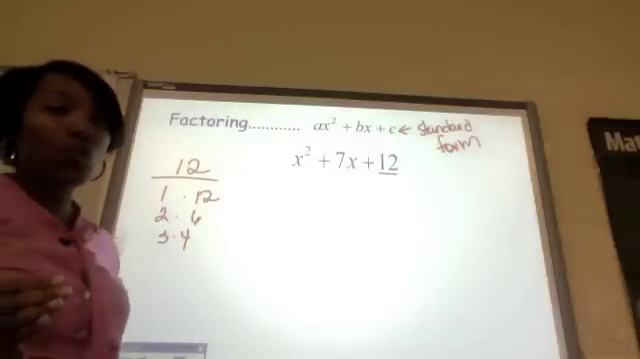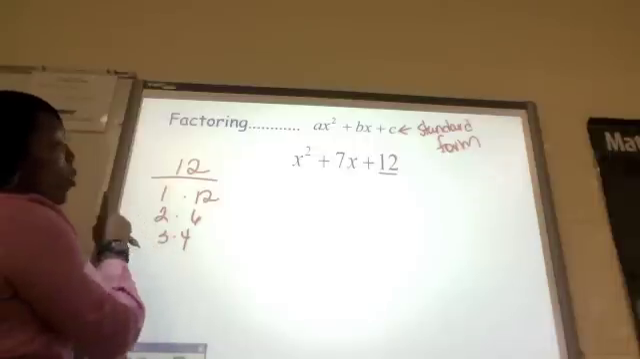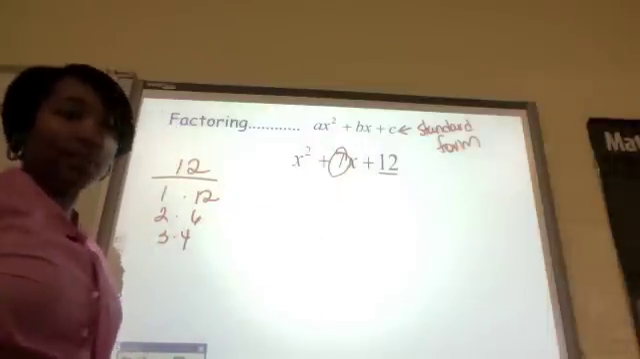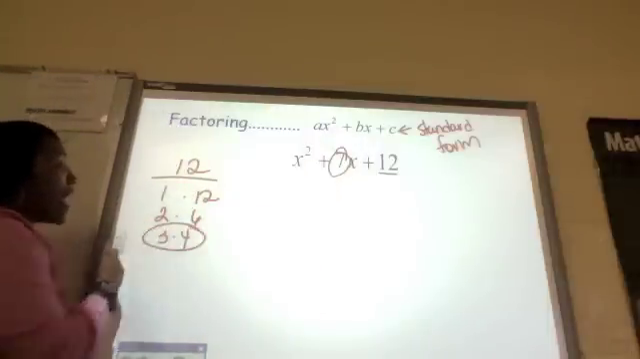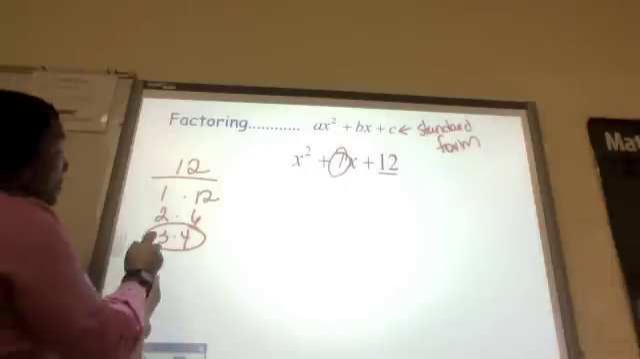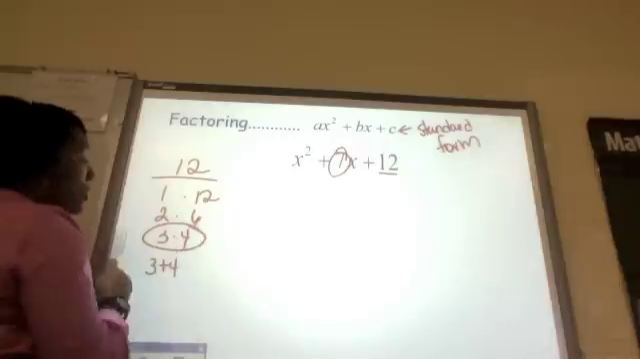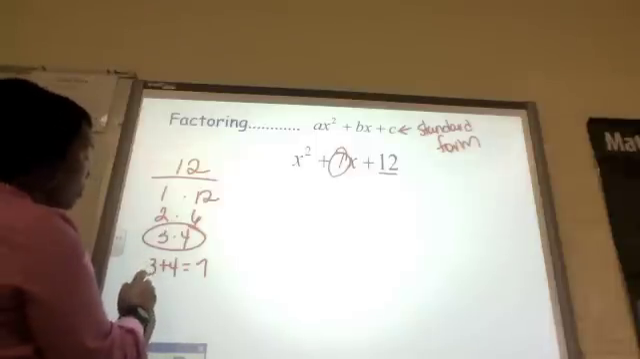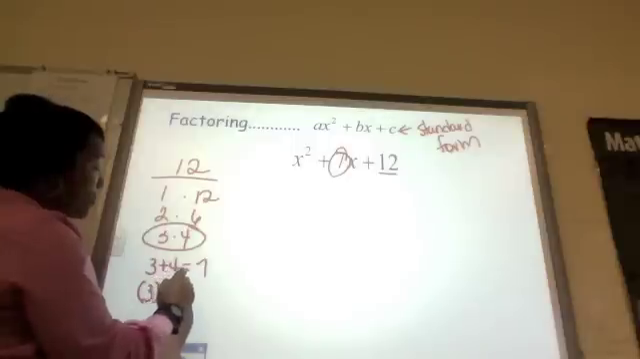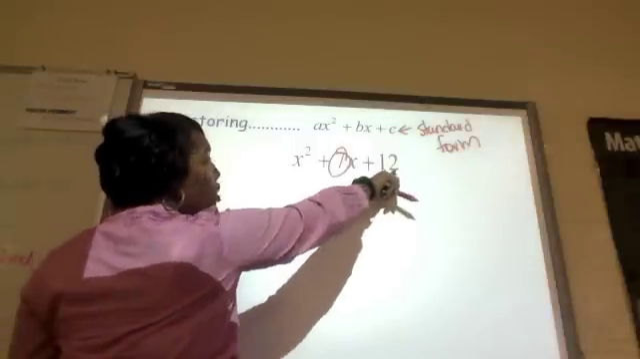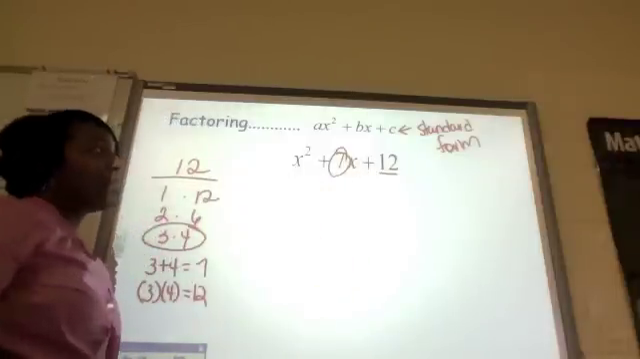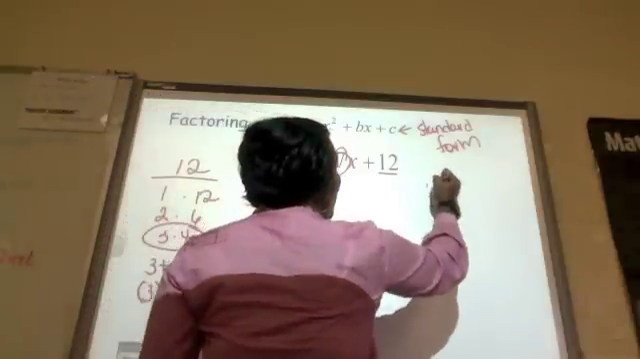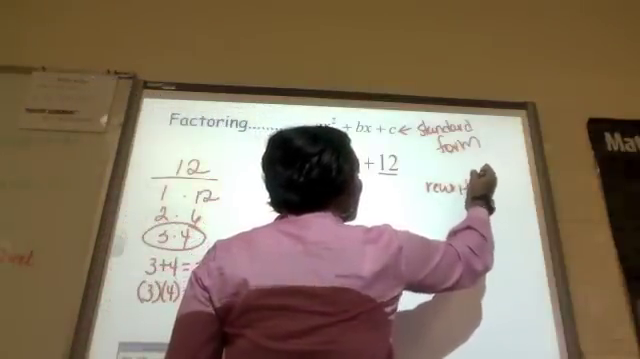Now, which two factors can I add or subtract that will give me the middle number, which is 7? Well, that's 3 and 4. When I add 3 plus 4, it's going to give me 7. At the same time, when I multiply 3 times 4, that will give me 12, which is c in the trinomial. Okay? So my first step will be to rewrite the problem.